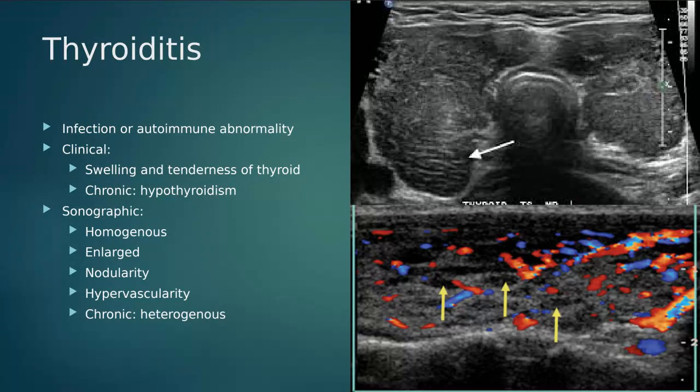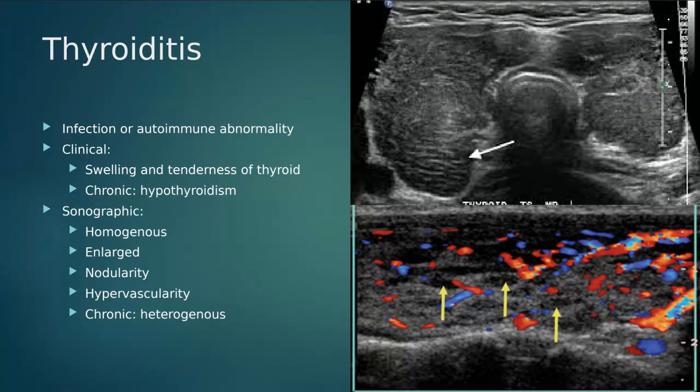So it's going to result in those long-term cases of hypothyroidism. Now on ultrasound, it still could appear homogeneous, but now this is where we're going to start to see some of that heterogeneity coming in, depending on how long we've had this inflammation. We're also going to see it enlarged, right? Because it's inflamed. This tissue is inflamed.